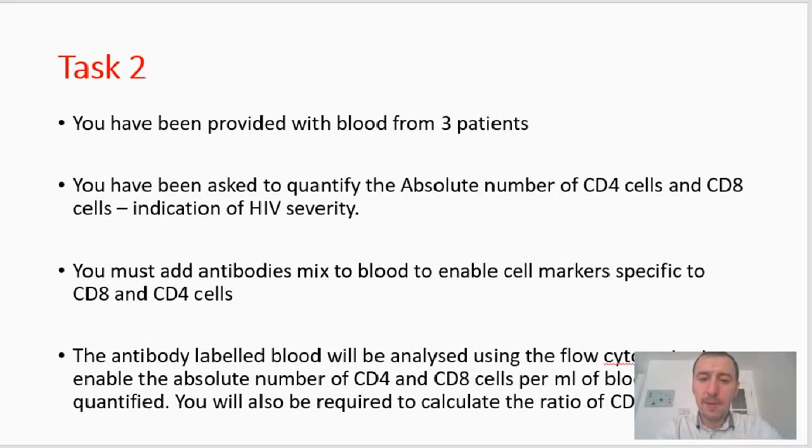You have been asked to quantify the absolute number of CD4 cells and CD8 cells, and this information will be used to provide an indication of the severity of the HIV condition. In terms of what would happen practically, you would add an antibody mix to the blood to enable cell markers specific to CD8 and CD4 cells to enable identification of these cells.